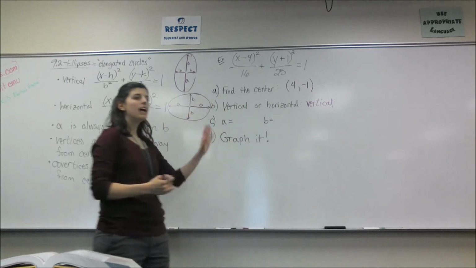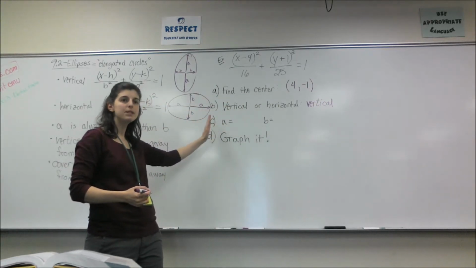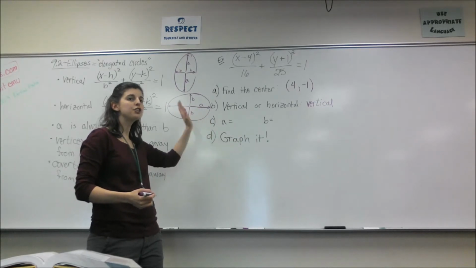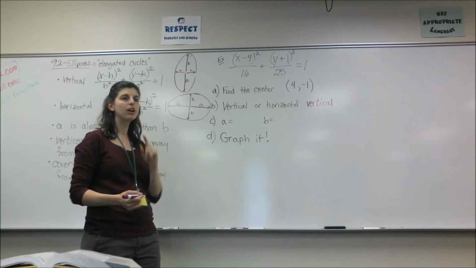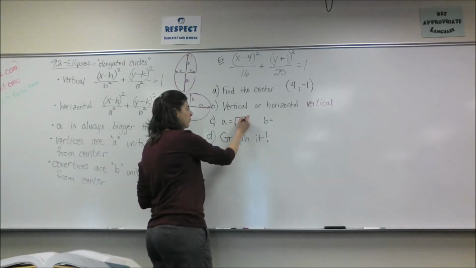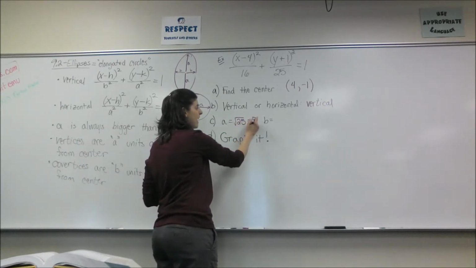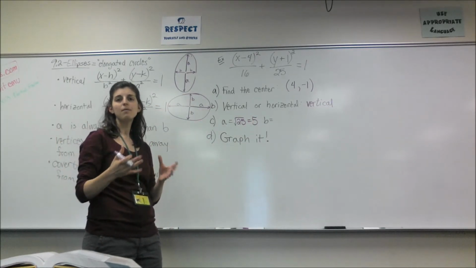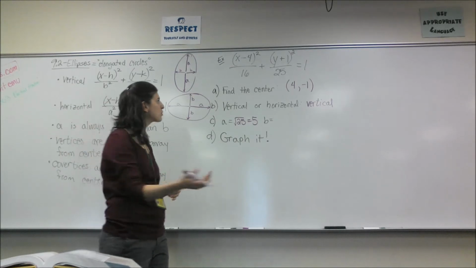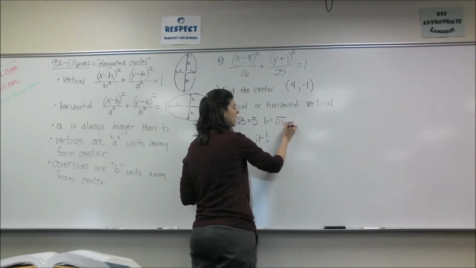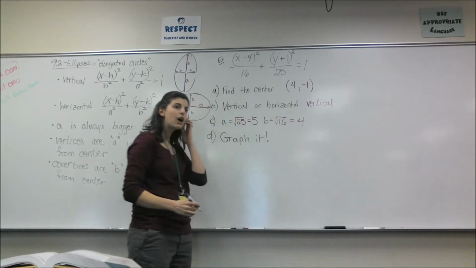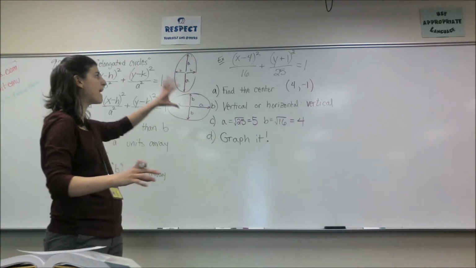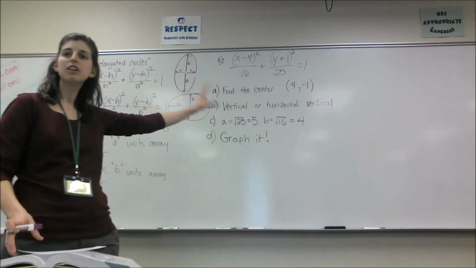A and b, remember, a is always bigger than b. So a is going to be the square root of the larger of the denominators in standard form. Go. 5. The square root of 25 gives me 5. B is going to be the square root of the smaller of the two denominators. So if I square root 16, I'm going to get 4. Very good. Now we're going to graph it, and then I'm going to ask you to do a few more things. Like I said, we're going to pack everything we can into this first example.